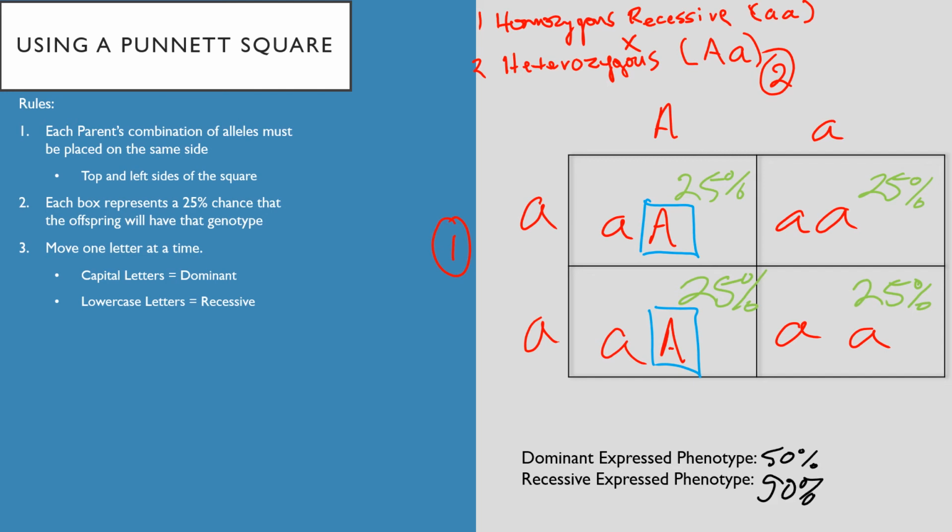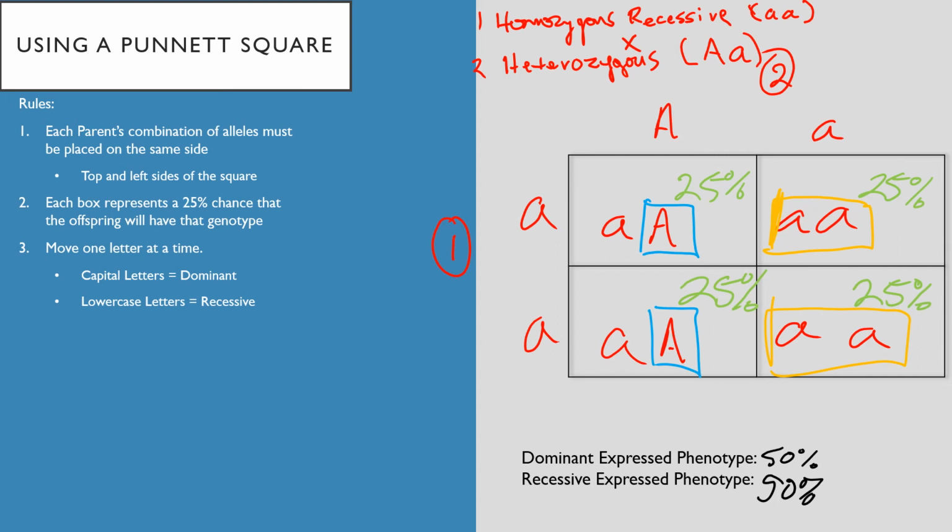Neither of these two have any dominant traits. That's the only way a recessive trait can show in a phenotype, if there's no dominant to overshadow it.